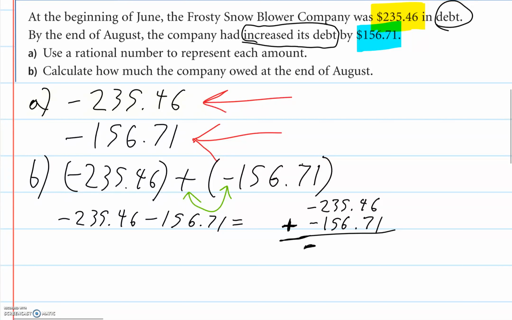Then we add 6 plus 1, 7. 4 plus 7 is 11. Carrying the 1. 5 plus 6 is 11, plus the 1 carried before. Carrying a 1. 3 plus 5 is 8, plus the carried 1, 9. And 392.17. And that's a negative 392.17.